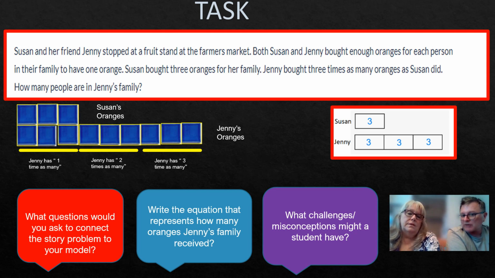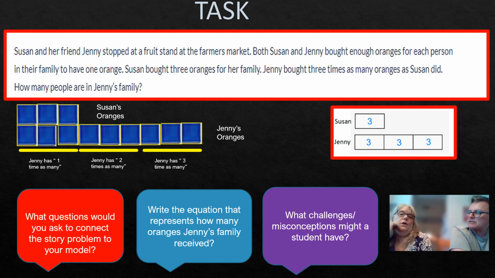And then in the abstract, write the equation that represents how many oranges Jenny's family received. Well, what would you write? I'm going to do 3 groups of 3. Sure, and your model says that, right? It does. It's 3 groups of Susan's oranges, so Jenny must have 9 oranges. That's right.